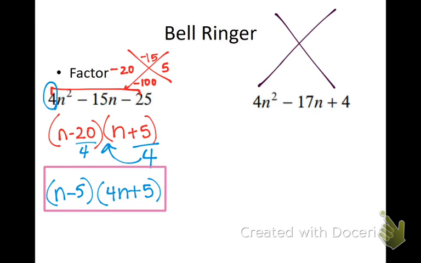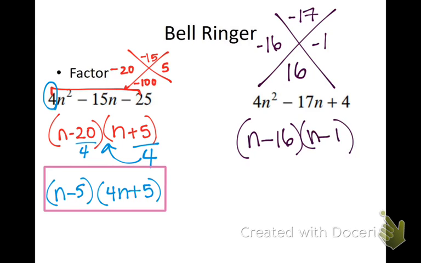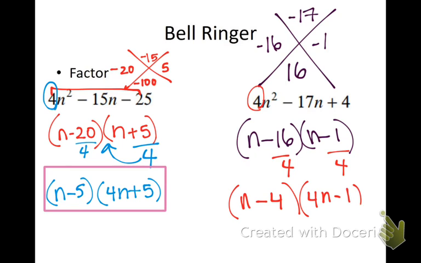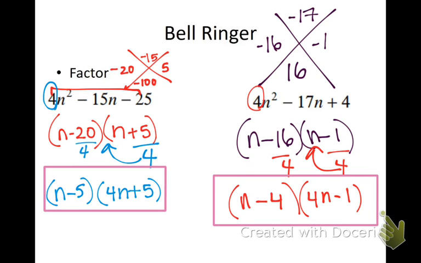Next one. Can you divide anything out? No. So what goes in the top of the x? And 16 on the bottom. Negative 1, negative 16. So we have n minus 16, n minus 1. Divide by 4. That's my a term. So we're going to have n minus 4, 4n minus 1. How many of you got all of those correct?